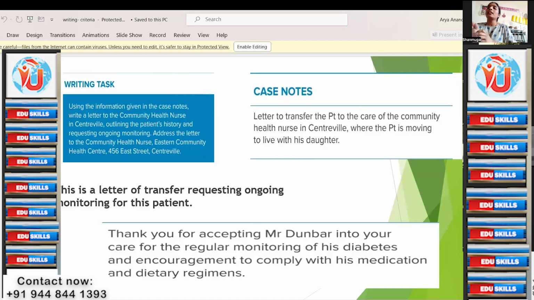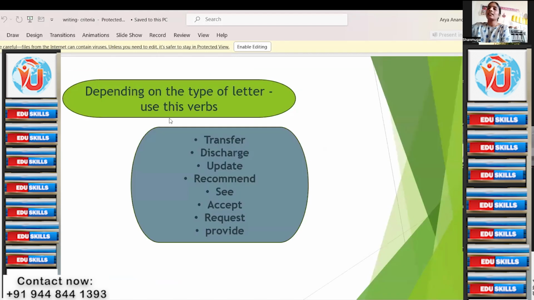If you write here, "I'm writing to refer Mr. Peter Tanpur," it will not be a correct method. It will not be appropriate for this type of letter. So you can use some of the examples I have given here. You can use these words according to your letter type.